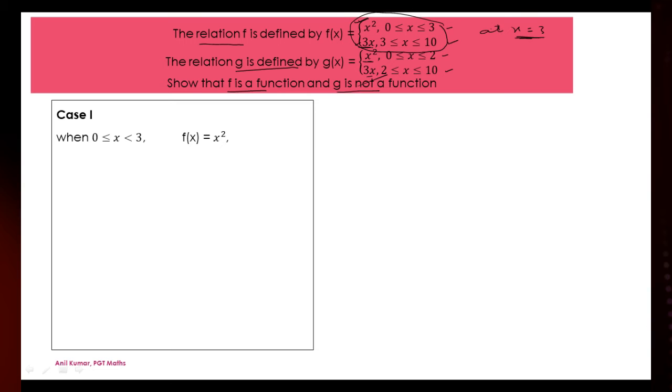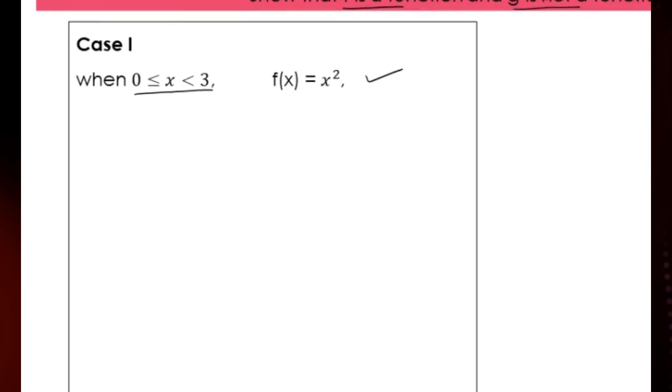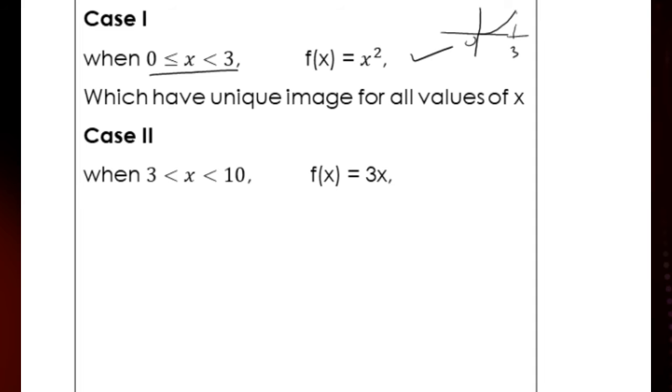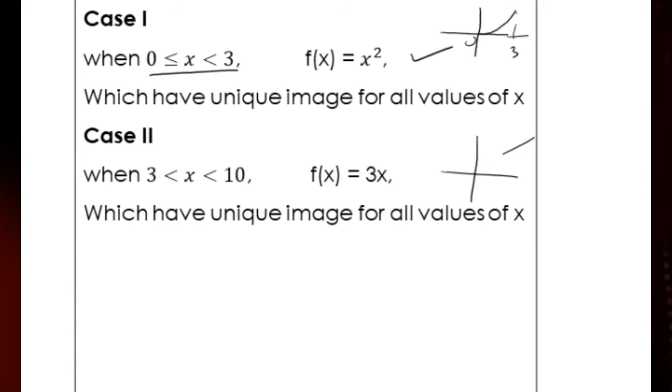So first case, when x lies from 0 to 3, our function will become x square, which has a unique image for all the values of x. As you know, x square is an upward parabola, a quadratic function, and from 0 to 3 it will have a unique image. Its curve will be like this. Case 2, when x lies from 3 to 10, it's 3x. If I see x from 3 to 10, it will be a straight line. So it's also a uniquely determined image for all values of x.